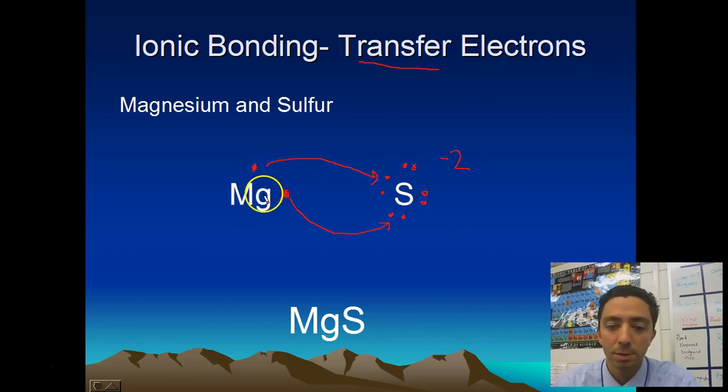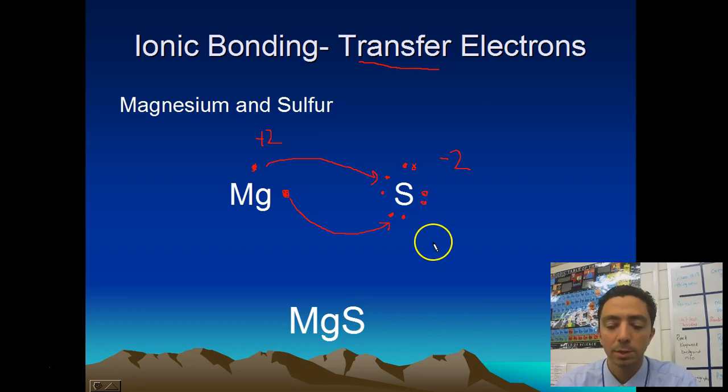Magnesium has lost 2 electrons to have an empty outer shell, which means it reverts to the next one down. Magnesium is going to fill up that next shell, and so it has 2 more protons than electrons, so its charge is a +2 charge.